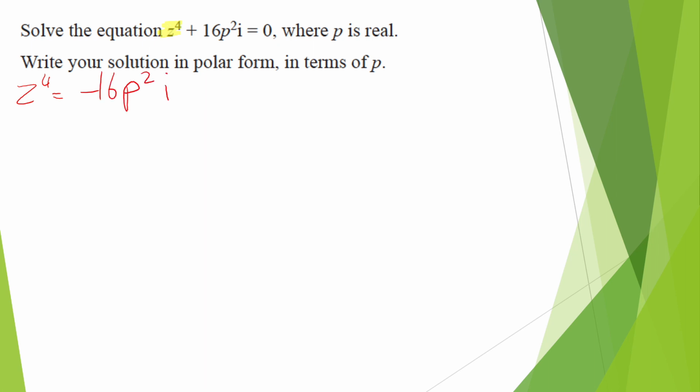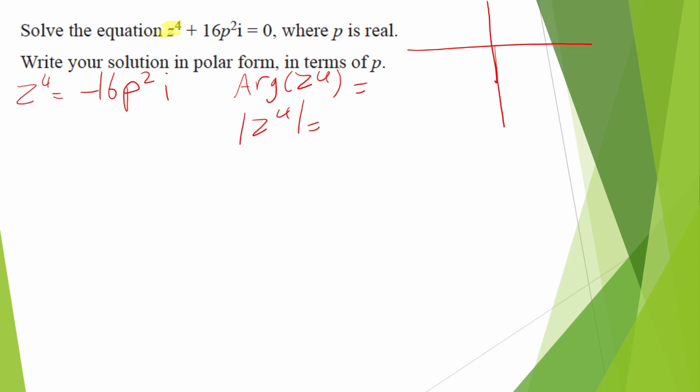And then you will find the arg and the modulus. Now the arg, it's good to draw that. So it's negative 16p squared. So I have imaginary negative. It doesn't matter how long this is at the moment, but it's imaginary negative, so this one would be here.